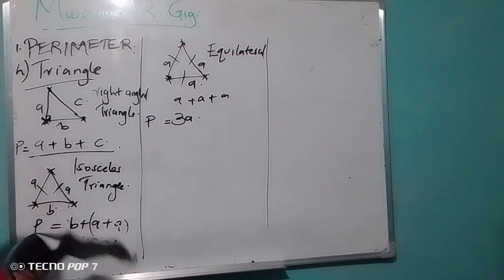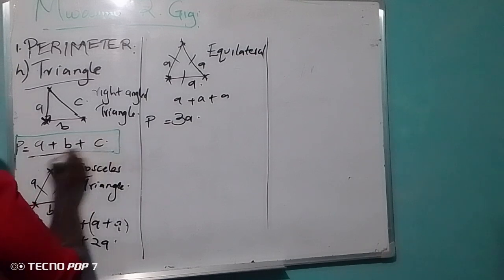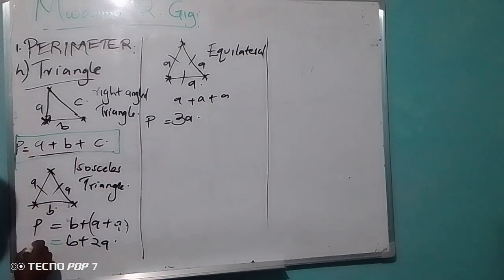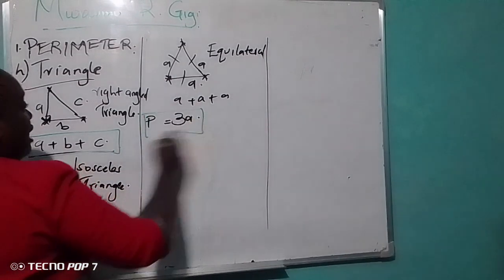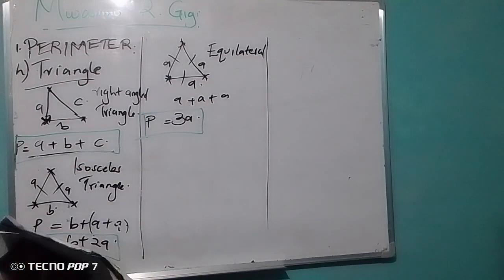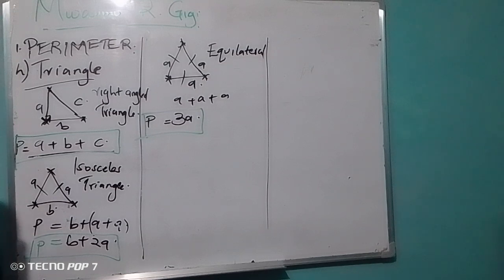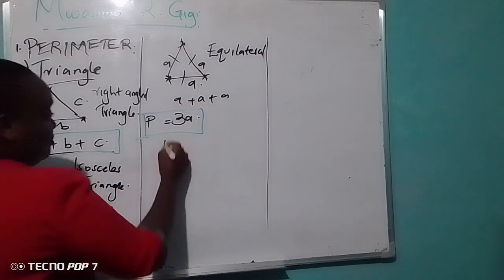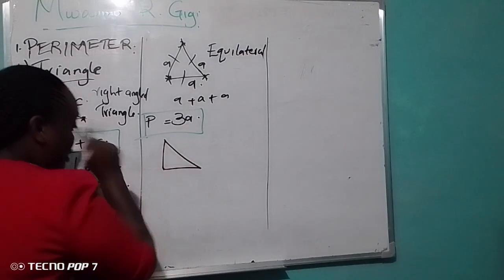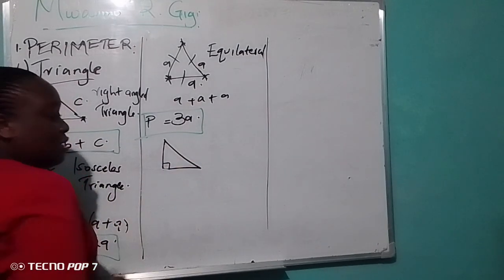So inategemea ni triangle gani uko nayo. Perimeter of a triangle, of an isosceles triangle, and of an equilateral triangle. Sawa sawa. So I don't think we have an example of that. Can we do one? Tufanye hii ya right angled triangle. Tumesema ya right angle triangle. Wenye iko na hii kitu ndio right angle triangle.